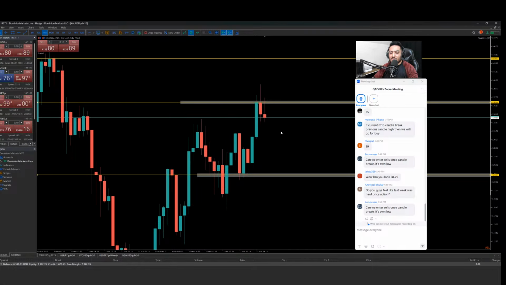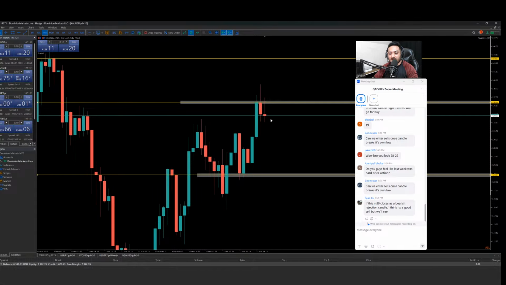Can we enter a sell once the candle breaks its own low? I don't think it will be a good idea, because there are 8 minutes left for the opening of NY, and it's a 50-minute candle. A 50-minute is a lower probability candle. So wait for the 30-minute, especially when there are just a few minutes left for the opening of the session. So just wait and watch.